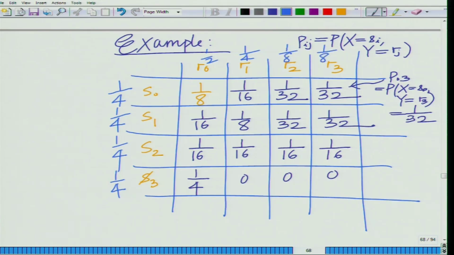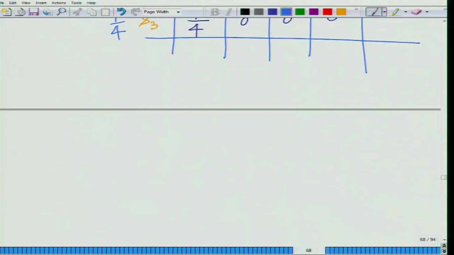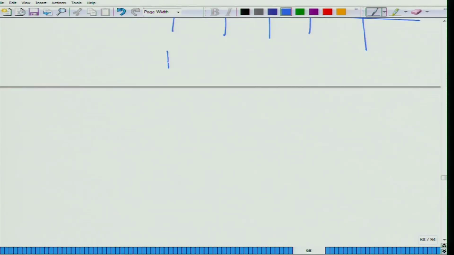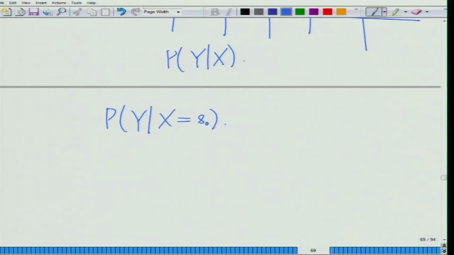Now, what we have to do is compute the conditional probability. We want to compute the probability of y given x. Let us first start by computing probability of y given x equal to S0. For that, we will need the probability of y equals Rj given x equal to S0.